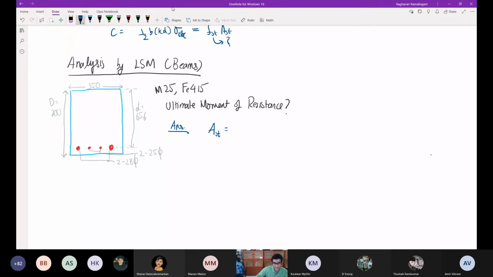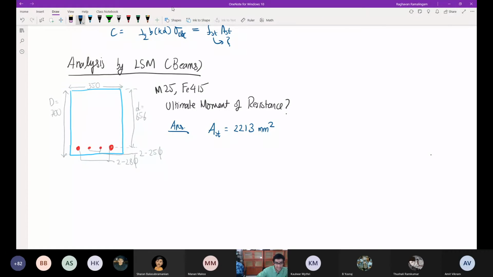For these kinds of engineering things, area of steel and all, decimal points are not at all significant. So always have the habit of reporting it in whole numbers. So that is one thing.